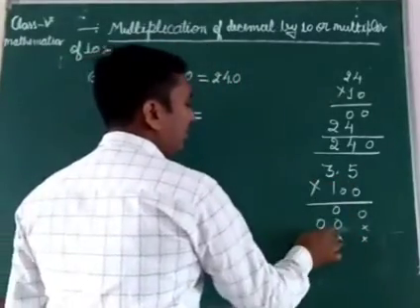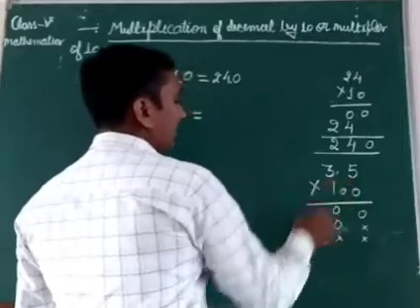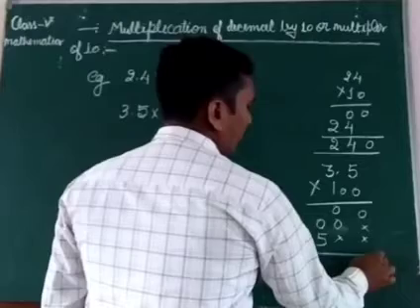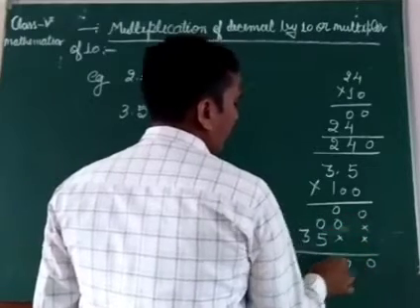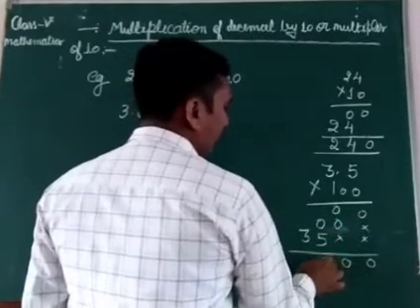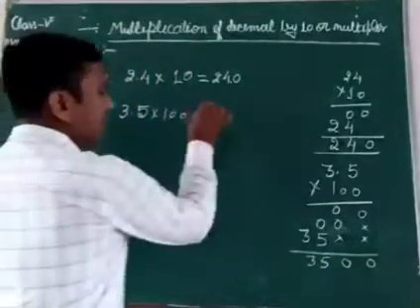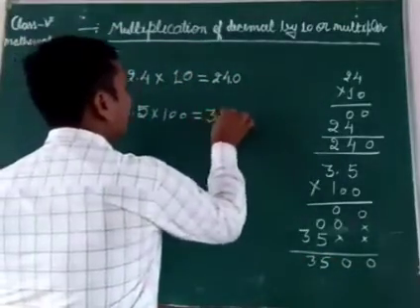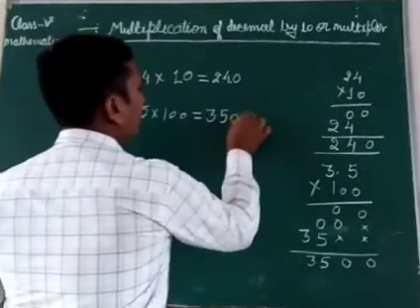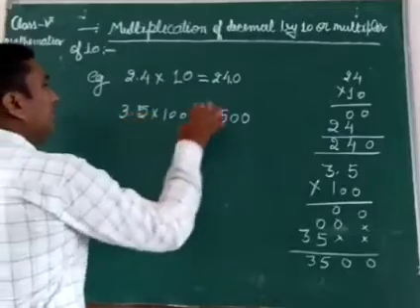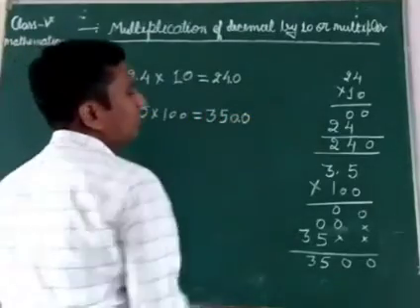1 5s are 5 and 1 3s are 3. 0 0 5 0 5 3. Write this here: 3 5 0 0. Here the decimal is at 1 point. In the answer, keep the decimal at 1 point.